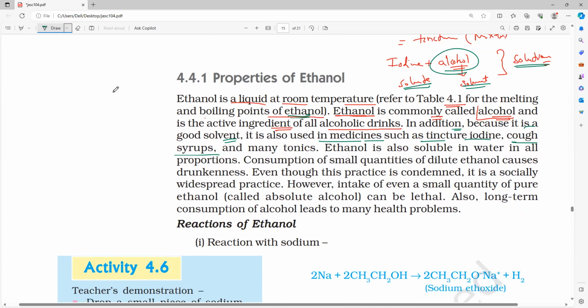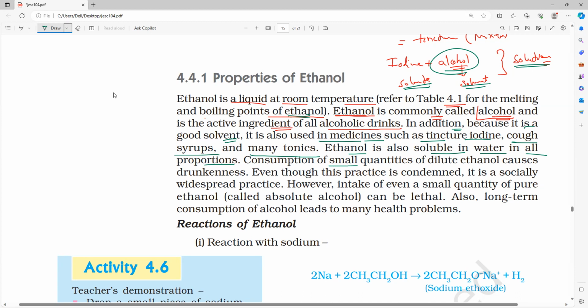Do you know, in that syrup the medicine is very, very small, but the alcohol is more, because the medicine dissolves in the alcohol. We cannot take the medicine alone, so to maintain the concentration they mix it with alcohol. So whatever tonic or cough syrup you have, you are definitely taking ethyl alcohol, but it does not affect you, it is very small. Ethanol is also soluble in water in all proportions, meaning highly soluble.